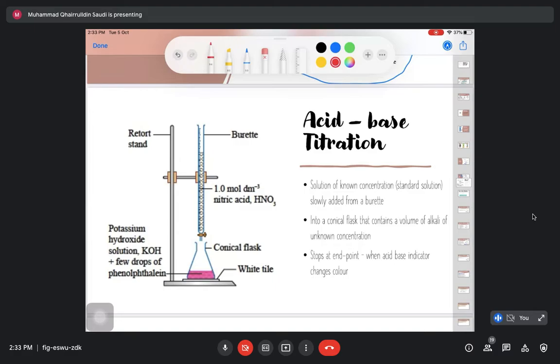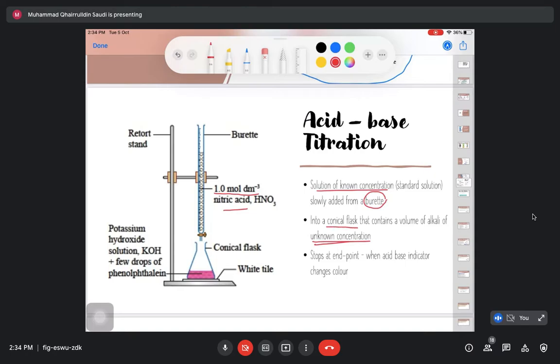So, acid-base titration. So, acid-base titration ni, what should we do? We will use a solution of known concentration, so our standard solution lah. Our standard solution must be in the burette, just like this one. 1.0 mole per dm cube of nitric acid. And then, our solution that we want to know the concentration of, the unknown concentration, is put in a conical flask.